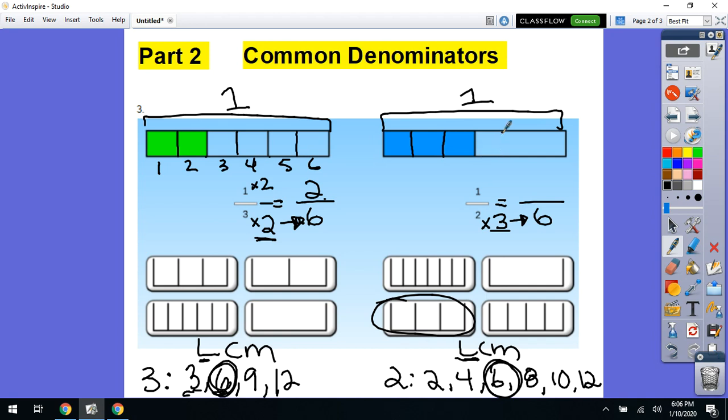So here's the next one. 1, 2. Okay. Got it. So again, we didn't change anything. We just cut it into smaller pieces. So we need to figure out how many out of 6 pieces we now have shaded.